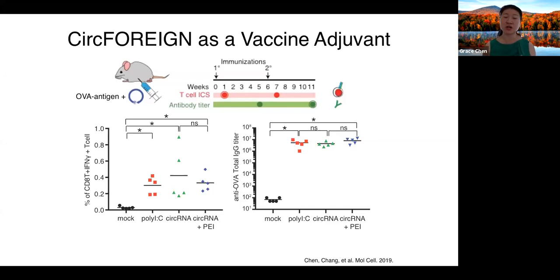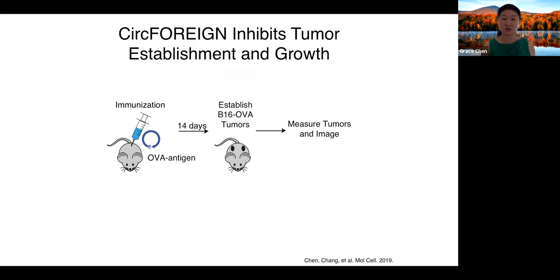So then we wondered, could we use CircFOREIGN to then prevent, say, antigen-specific tumors? Could we actually vaccinate mice against OVA-expressing cells? And so to test that, we immunized the mice, waited 2 weeks for the immune response to activate. And then we established B16 melanoma tumors that expressed ovalbumin. And then we just tracked the tumors over time.